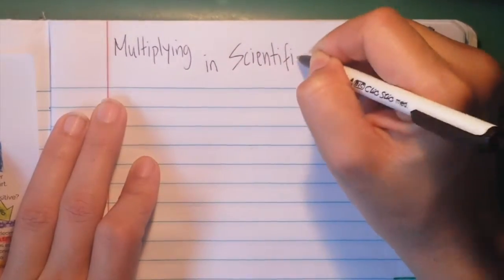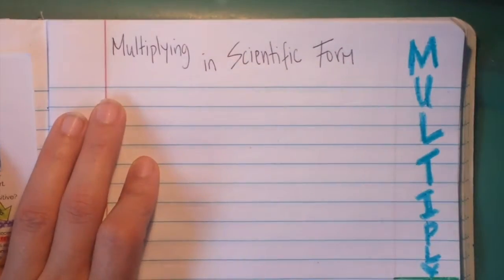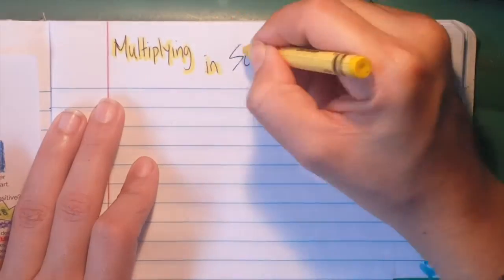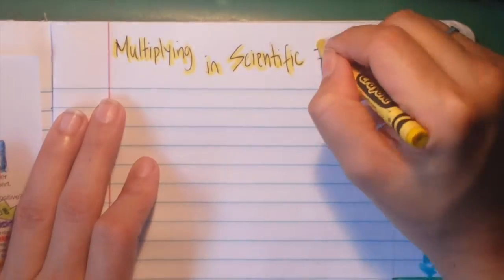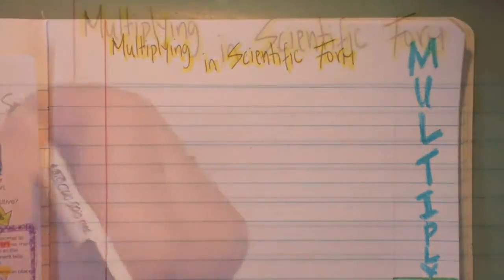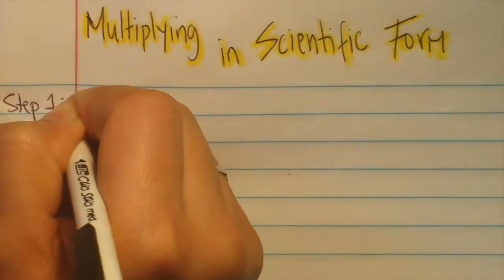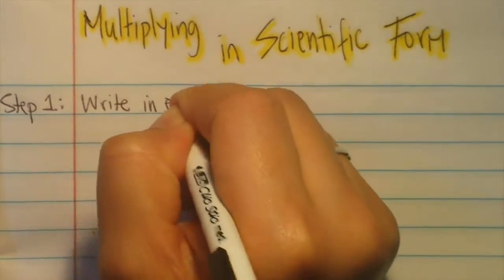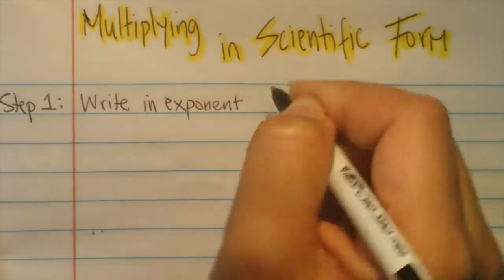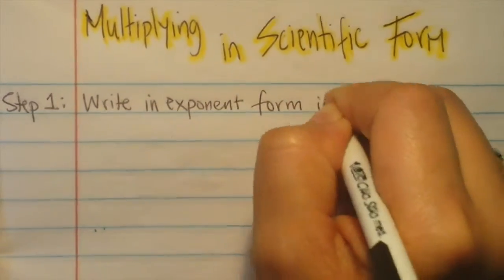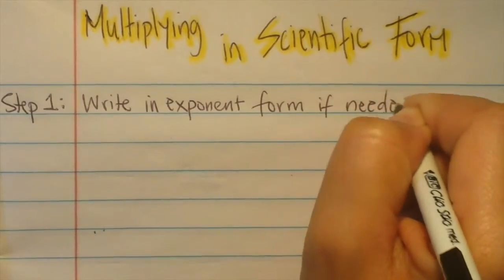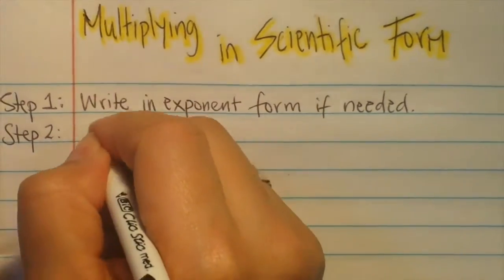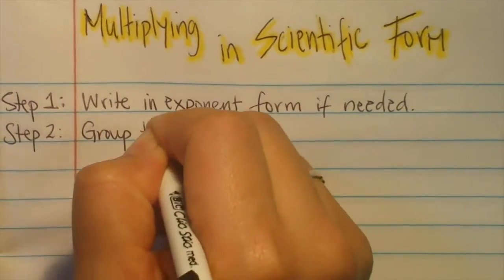So we're going to take a look at multiplying in scientific form, and hopefully you know how to multiply decimals, because that's what you're going to need, because I now know that you know how to multiply exponents. So multiplying in scientific form. Alright, so step 1, write in exponent form if needed. So whatever the question they give you, write it in exponent form if needed. Or really, you should just say scientific form, but that's fine. Step 2, group the first factors and powers of 10.